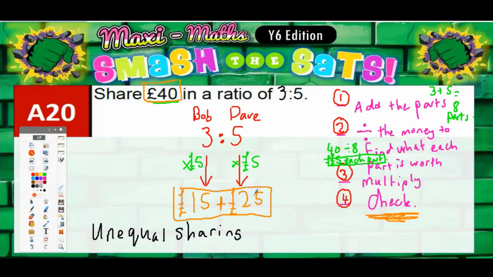So 15 plus 25 is indeed 40, which means we've got the sharing of the £40 right, into a ratio of 3 to 5. So it's £15 for Bob and £25 for Dave.